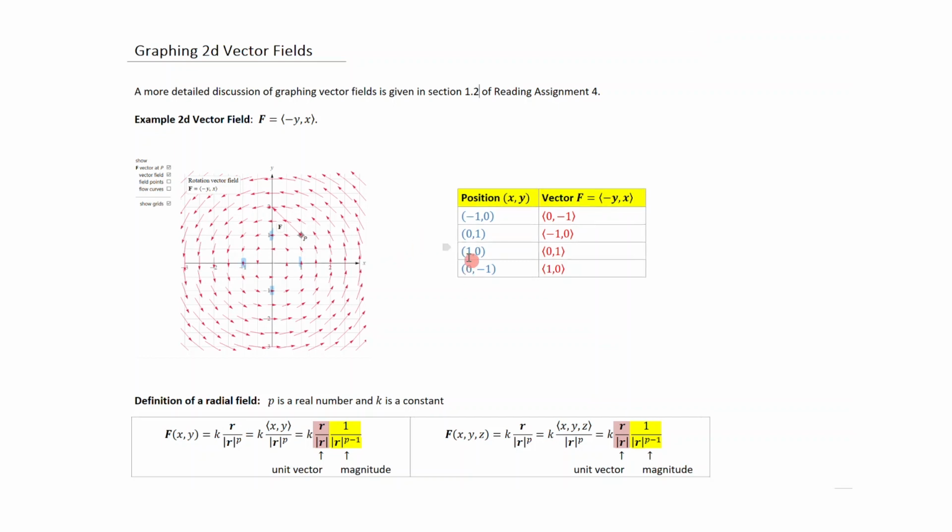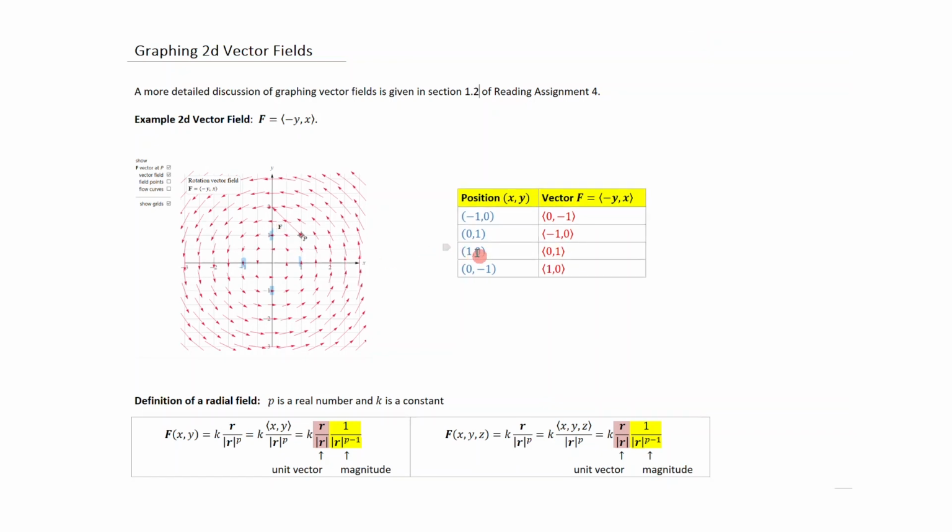Now we can do that for a number of points, but I've chosen 4 points in particular to get some sense of what this field would look like. So for instance, 0, 1. At 0, 1, basically, we're looking at a position which would be up here. But at this point, if we substitute 0 and 1 into this expression, we end up with a vector which is minus 1, 0, which means it's pointing to our left.